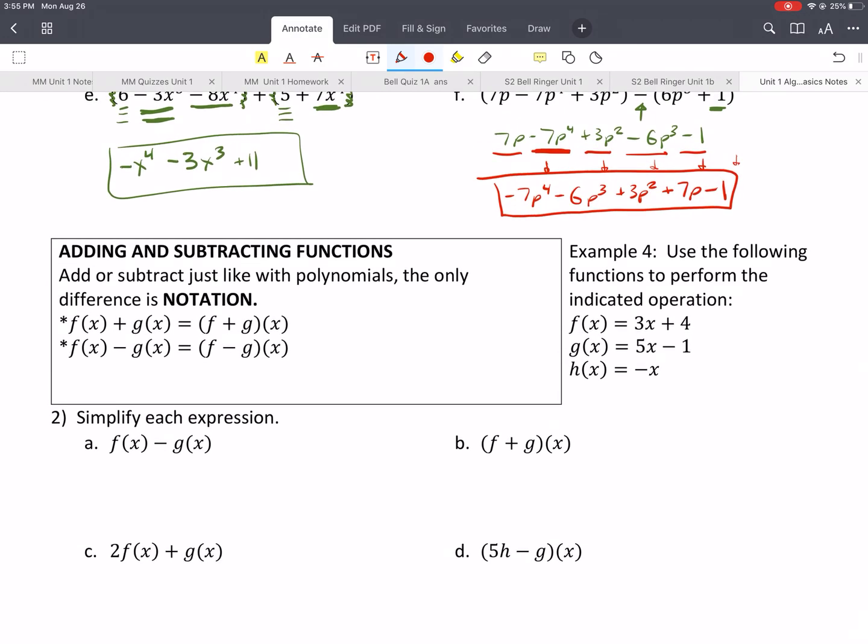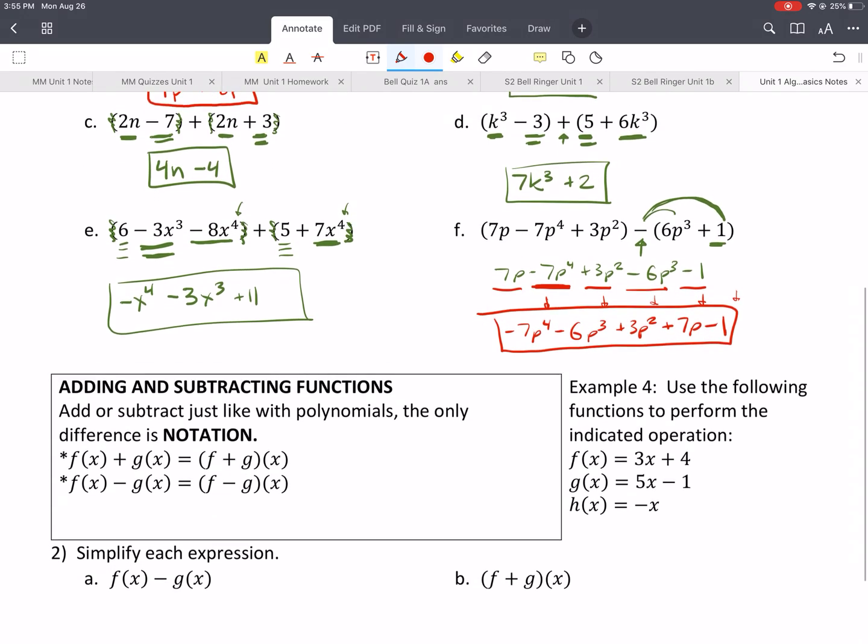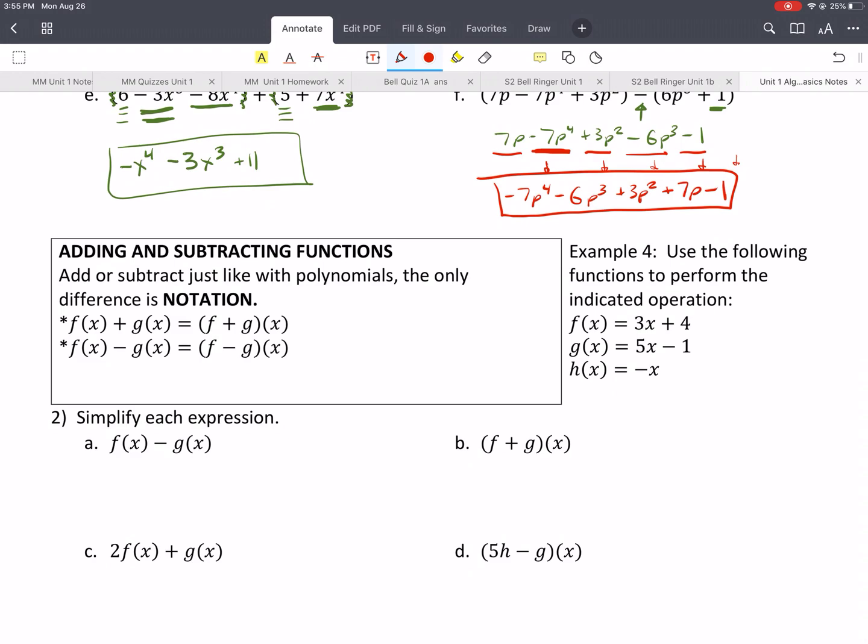Adding and subtracting functions. Okay, last time we added and subtracted polynomials, but now we're going to do functions. And these are the functions that they give us, f of x, g of x, and h of x. Okay? It says add and subtract is just like you do with polynomials, only the difference is the notation. So for example, for a, we have f of x minus g of x.